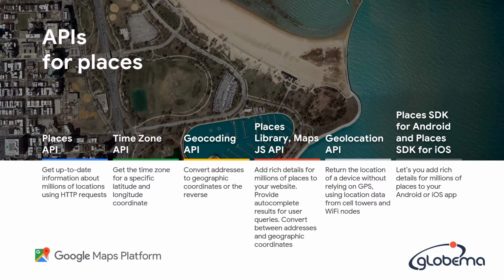The Places library, included in Maps JavaScript API service, adds rich details for millions of places to your website. It provides autocomplete results for user queries or converts between addresses and GPS coordinates. Geolocation API returns the location of a device without relying on GPS, using location data from cell towers or Wi-Fi nodes. Places SDK for Android or iOS enables you to use all the benefits of Places library in your Android or iOS applications.